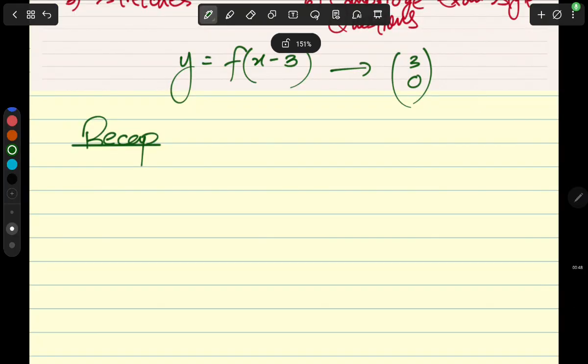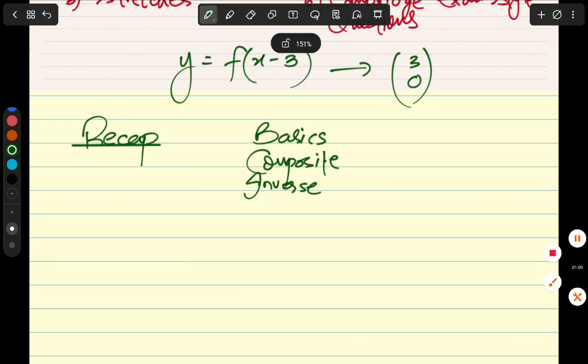We started this function series by learning what functions really are. So first we did the basics, then we did what composite functions were, and then we did the inverse functions, and today we study transformations. This is one of the most visual topics in the entire pure mathematics syllabus.